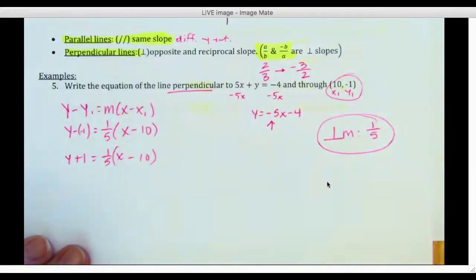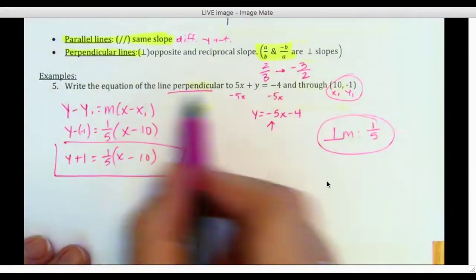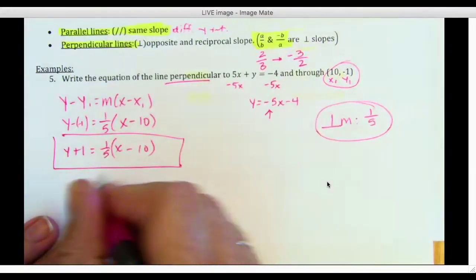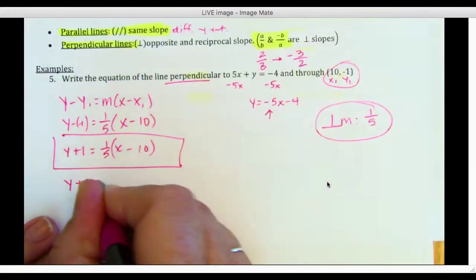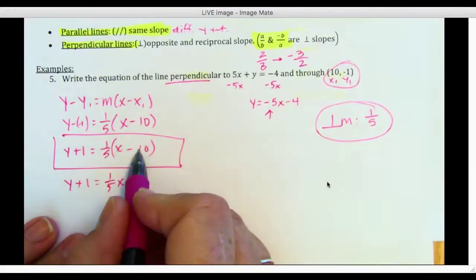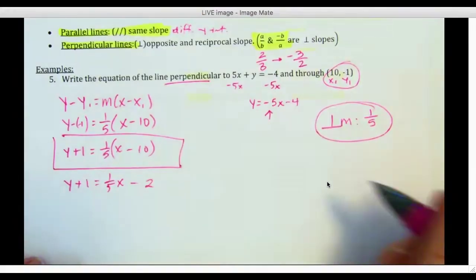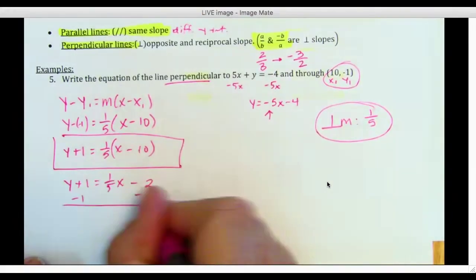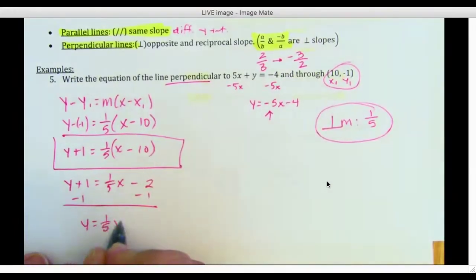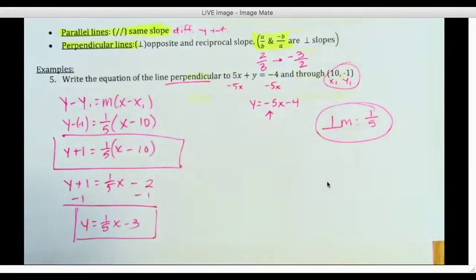If they asked for it in slope-intercept form, this is fine since it didn't tell us what form. But if we wanted to get this into slope-intercept form, I could distribute that 1/5. And 1/5 times 10 is 2. And then I can go ahead and subtract 1 from both sides, and I have y is equal to 1/5 x minus 3. And either one of those would be okay.